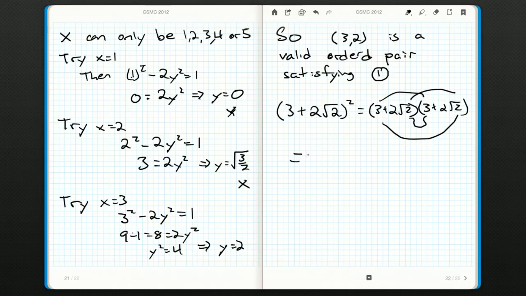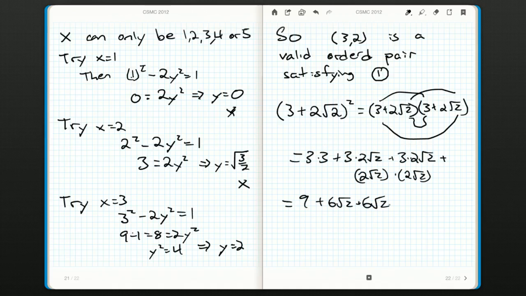Either way, we get 3 times 3 plus 3 times 2 root 2 plus 3 times 2 root 2 plus 2 root 2 times 2 root 2. So we can simplify that. That's 9 plus 6 root 2 plus 6 root 2 plus, okay, 2 times 2, that's 4. Root 2 times root 2, that's another 2, so that's 8. Simplifying even further, we have 17 plus 12 root 2.